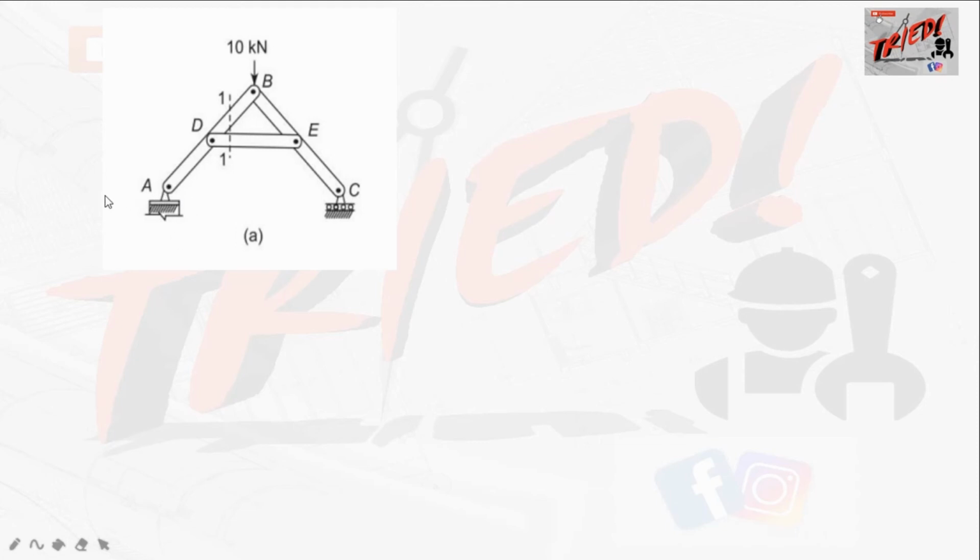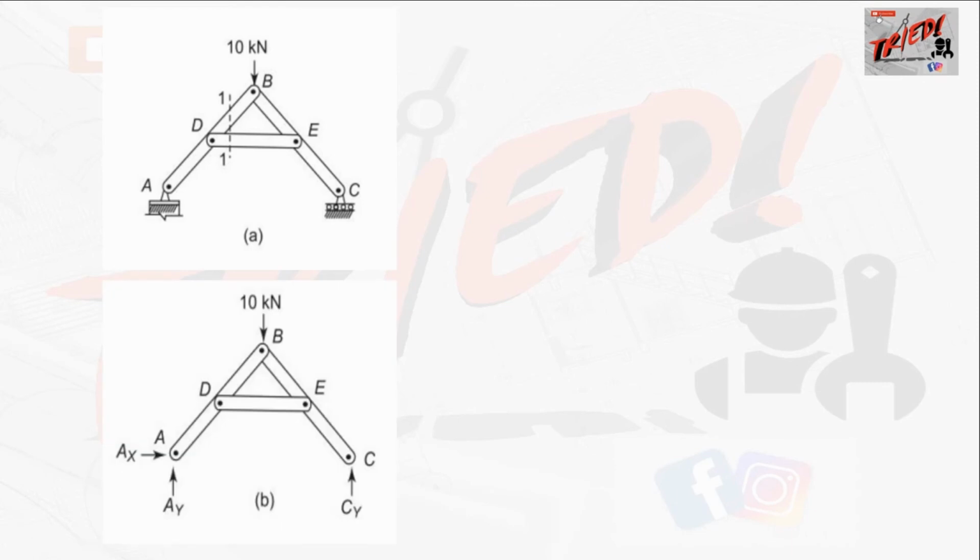and in the Y axis. And on the roller support we are only going to have one reacting force, which is perpendicular to the surface. So for this one, we're just going to have one reacting force in the X, one reacting force in the Y, and the reacting force in the Y. And that will be our free body diagram. And it will look something like this one.